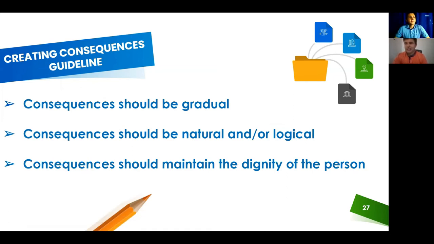And now let's move to the consequences guidelines. Danny, would you like to read the first one? Consequences should be gradual. This guideline means that if one student, for example, keeps breaking the rules, we should move from a less severe consequence to a more severe consequence. For example, the first time that student breaks the rule, you might not want to apply the consequence right away. You just might want to give a nonverbal reminder. Like if the student is distracting the teacher or their classmates, just stop teaching, for example.